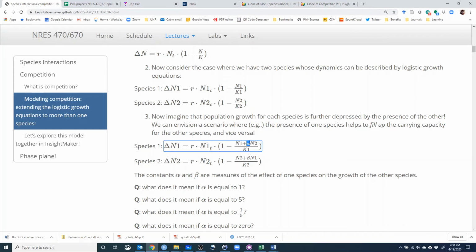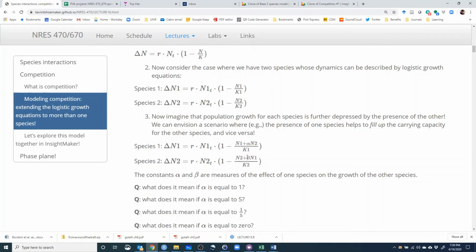What if alpha is equal to 1/5? Well, in that case, every individual of species 2 only uses up 1/5 the carrying capacity that an individual of species 1 uses up, all right? So you'd have to have 5 individuals of species 2 to use up carrying capacity to the same extent as one individual of species 1.